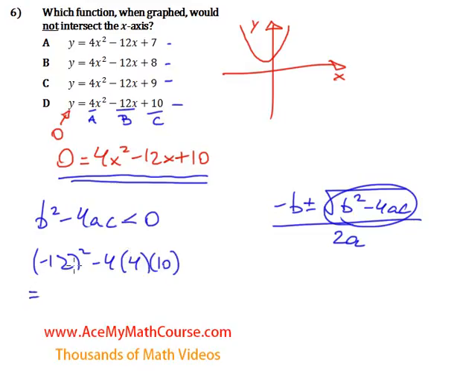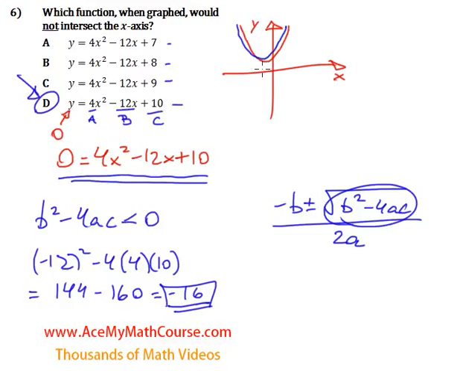Negative 12 squared is 144. 10 times 4 is 40, times 4, 160. 144 minus 160 is negative 16. So we have a negative number for the discriminant. So D is the answer. I lucked out in this case to try it right away. And that means, of course, that the function looks something like this. It's just essentially above the x-axis, and it does not intersect it. That's it.